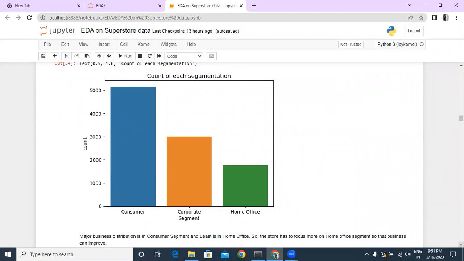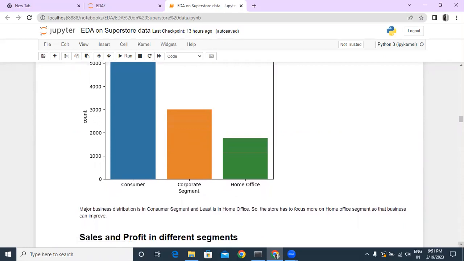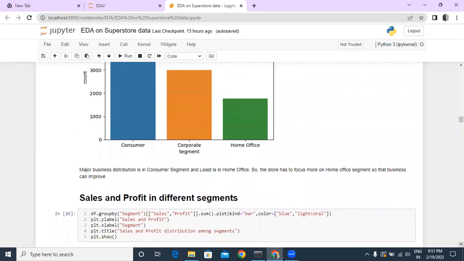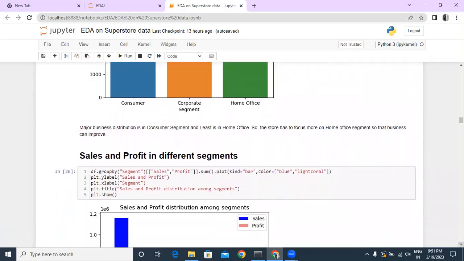So as a business manager, I would suggest that the store needs to focus more on the home office segment so that the business can improve. Now we will work upon their sales and profit in the different segments.